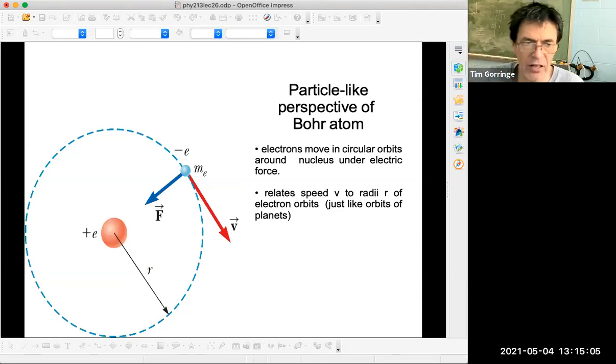So this slide and the next slide show you the particle-like properties of Bohr's atom. That's this slide. And the next one is the wave-like properties of Bohr's atom. And then the third slide in this series will be the consequence of combining the particle-like and the wave-like properties of atoms. So that's how we're going to go over the next 3 slides. So let's start with the particle-like properties of the atom.